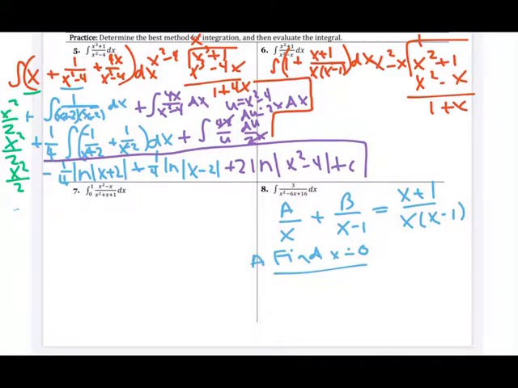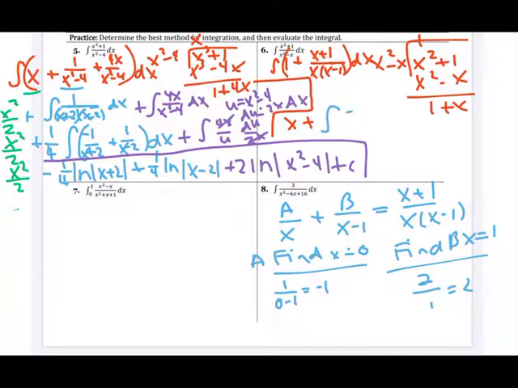So to find A, if x is equal to 0, I get 1 over 0 minus 1, so I get negative 1. If I'm going to find B, that's going to happen when x is equal to 1. That's going to give me 1 plus 1, or 2 over 1. So B is going to be 2. So I can rewrite this, and I'm just going to integrate that first part to get x plus the integral of negative 1 over x plus 2 over x minus 1 dx. So that's going to give me x minus natural log of the absolute value of x plus 2 natural log of the absolute value of x minus 1 plus C.